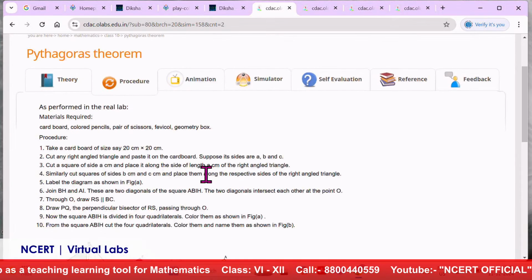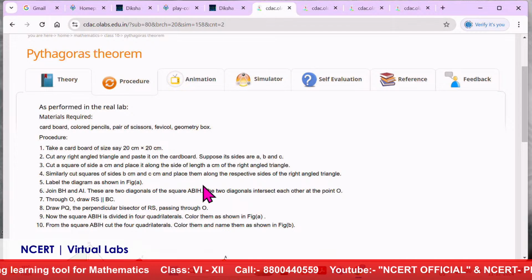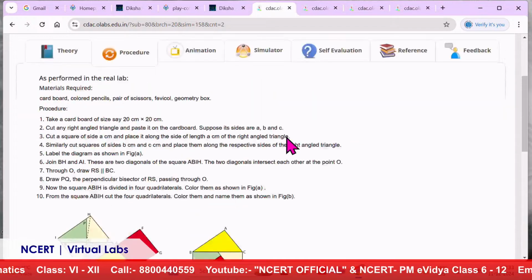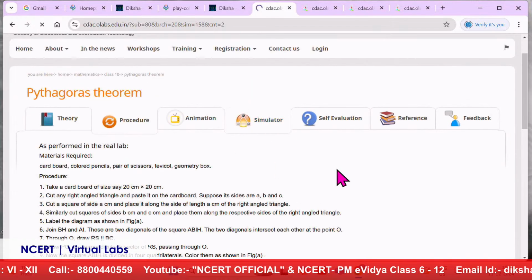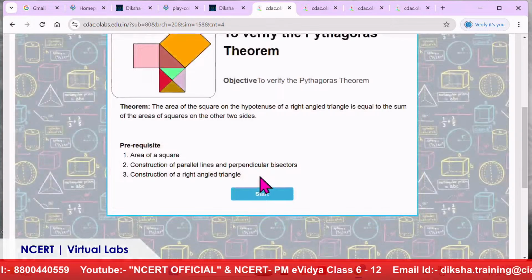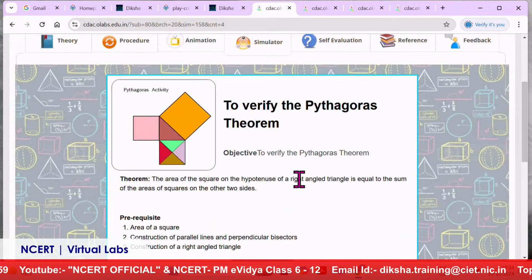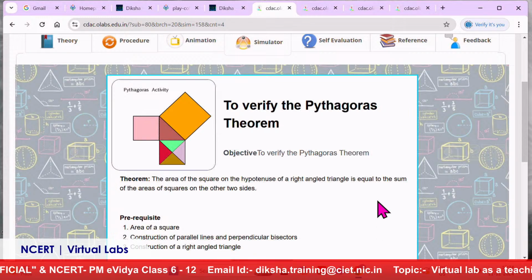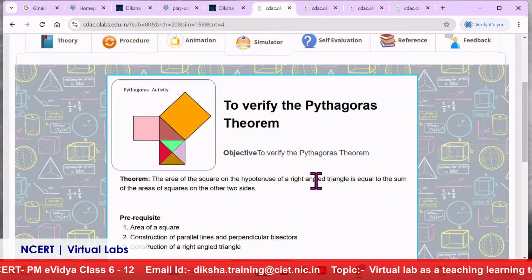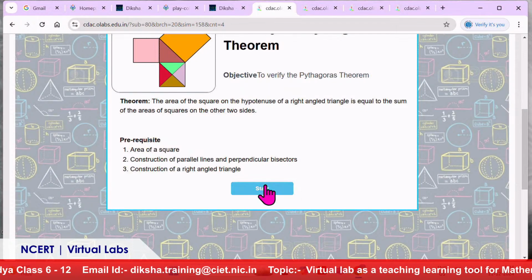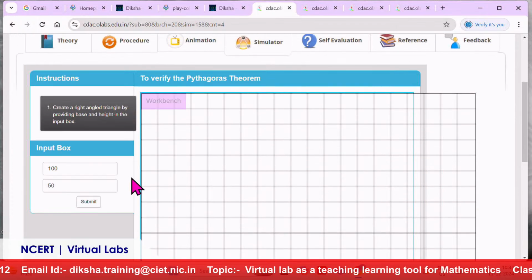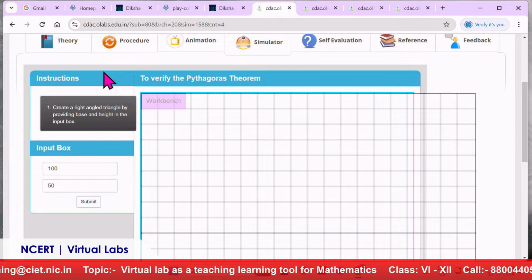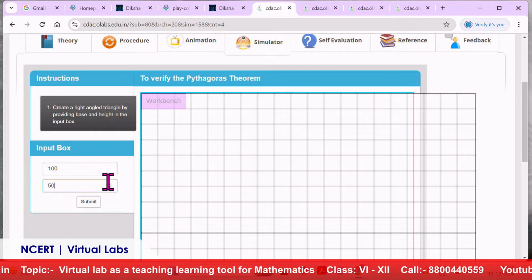First they can read the steps for the real lab, and they can also read the steps for the simulation. So now I am directly jumping into the simulation. To verify the Pythagoras theorem, the area of the square on the hypotenuse of a right angle triangle is equal to the sum of the areas of the squares on the other two sides. This is what we are discussing. So create a right angle triangle by providing the base and the height in the input box. So I am clicking it.